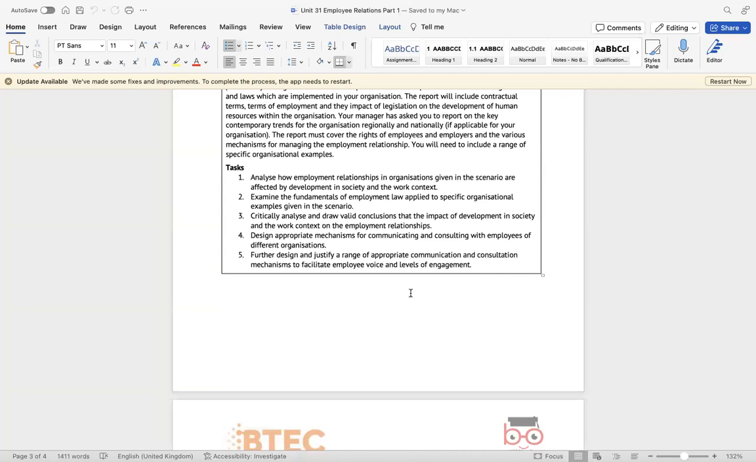For the 5th task, you need to design and justify a range of appropriate communication and consultation mechanisms to facilitate employee voice and levels of engagement. So you need to have proper communication between your employer and the employee. For example, I told you, your people manager is a very important person because they are the first line of contact for your employees.